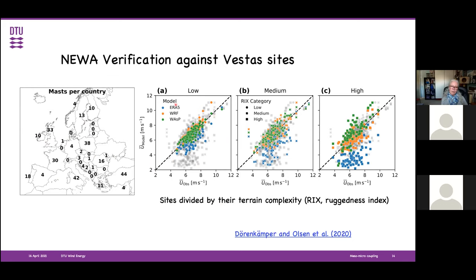So ERA5 here means ERA5 alone, WRF means ERA5 plus WRF, and WAsP means ERA5 plus WRF plus WAsP. So it's the downscaling all the way down to the site. And you can see that in high complexity, ERA5 gives very low values. So it's not recommended for any place where you have complex terrain, as the values are really very low.